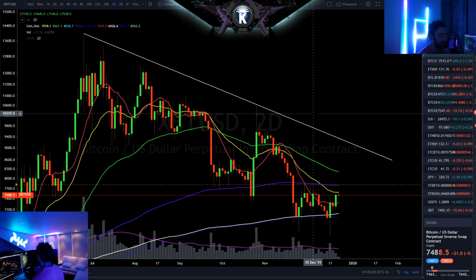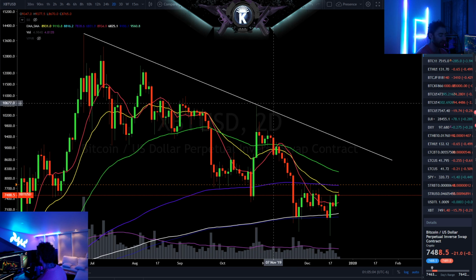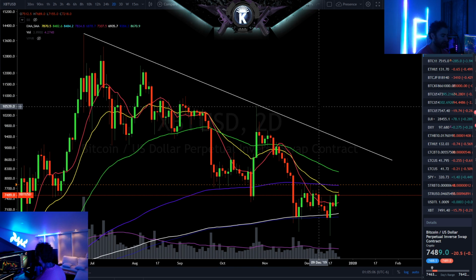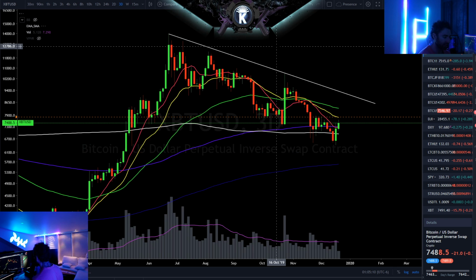But I would say that the odds are favoring a little bit more sideways in this region, and then probably another try to the upside after that. After that last move that we saw in the last 24 hours. So pretty damn impressive for a nice little Santa Claus rally, perhaps.